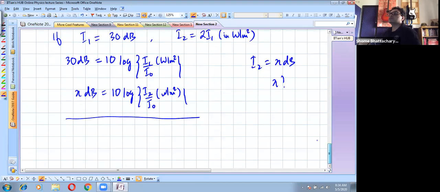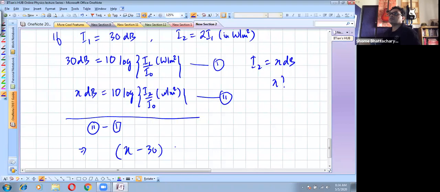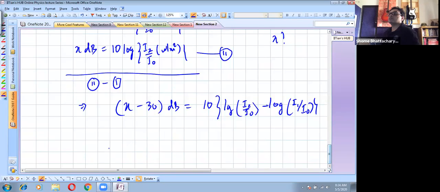subtract these two things. Equation 2 minus equation 1. So x minus 30 becomes 10 times log I2 by I0 minus log I1 by I0. Now use that property of log.